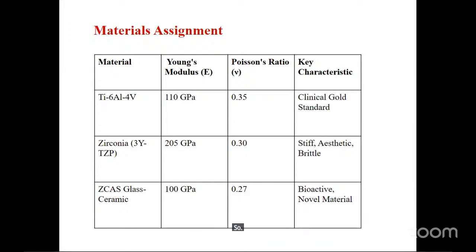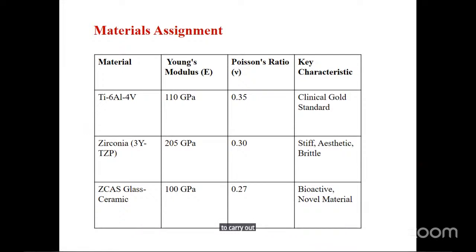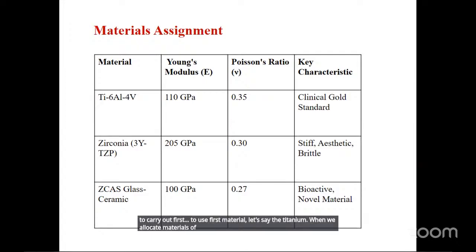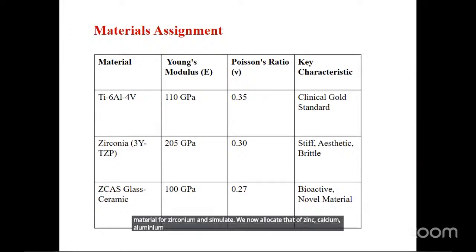In this case, we need three different materials, but again, to do a parametric study is very difficult. So we decided to use a simpler approach: use the first material, let's say titanium. When we allocate the material titanium, we simulate first and we keep the data. We now allocate the material zirconium and simulate. We now allocate that of zinc, calcium, aluminum silicate and simulate. Then we make our comparison.